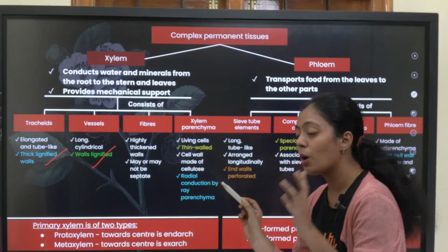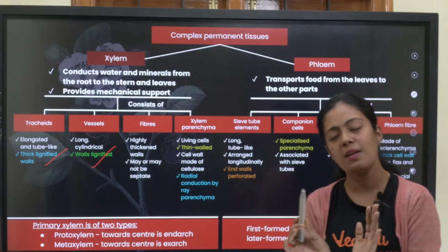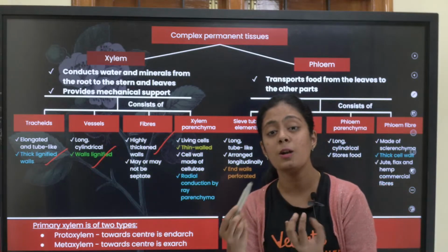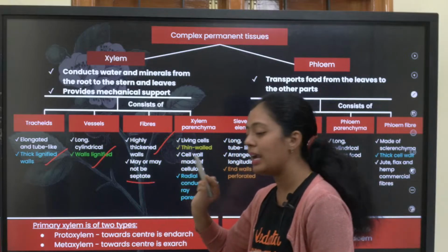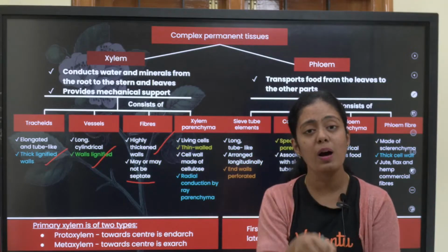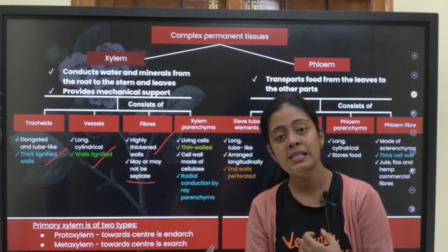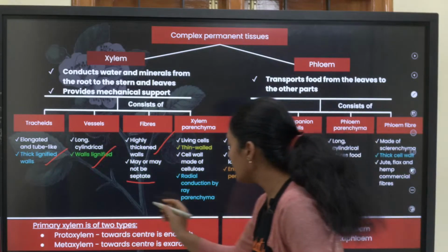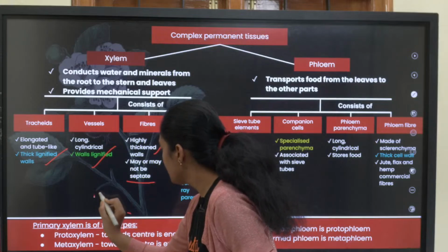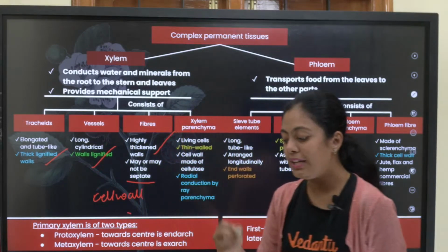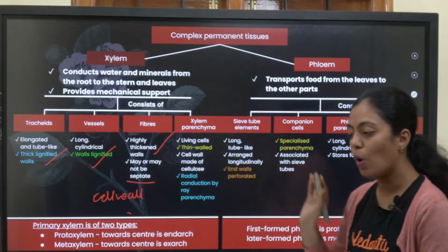Now let's talk about fibers. What is a fiber? They have highly thickened walls, and may or may not be septate. What is septate? Septate means one cell having one nucleus. What is aseptate? One cell having many nuclei. Septate means cell wall is present, aseptate means there is no cell wall.